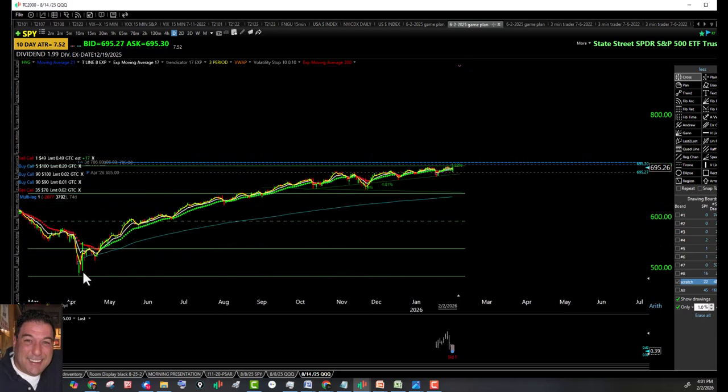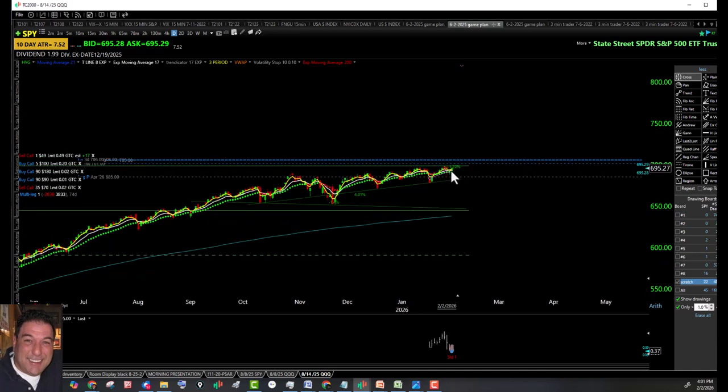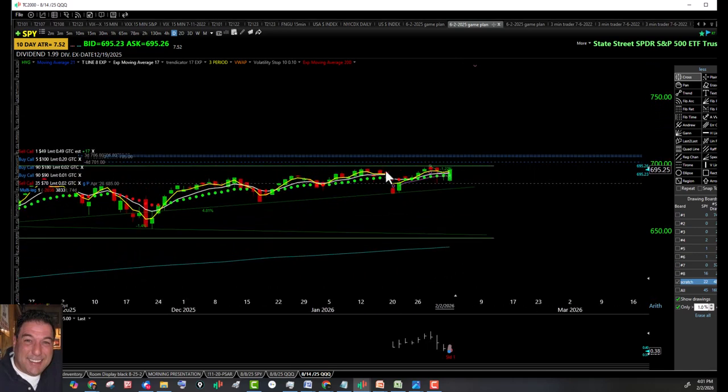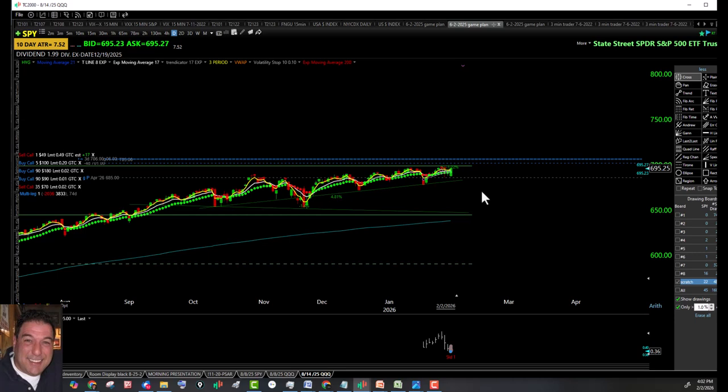This is our April low right here. This is the origin of this whole rally, that April low. So we're bullish and in an uptrend on SPY. Let's take a look at QQQ.